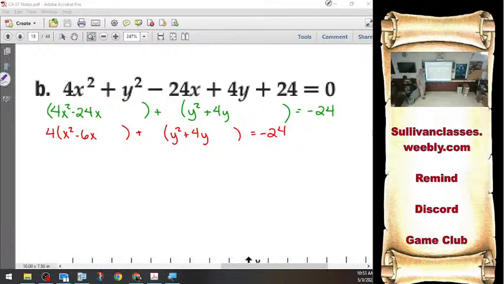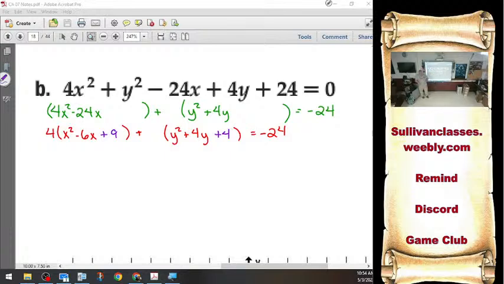Then, the magic number to complete the square. The idea of complete the square is I want to make this a perfect square trinomial. So I put b over 2 squared with both of them. b is currently -6. Half of that is -3. -3 squared is 9. Half of 4 is 2. 2 squared is 4.